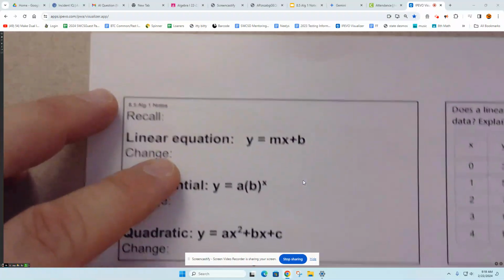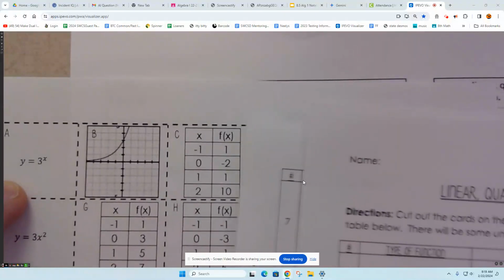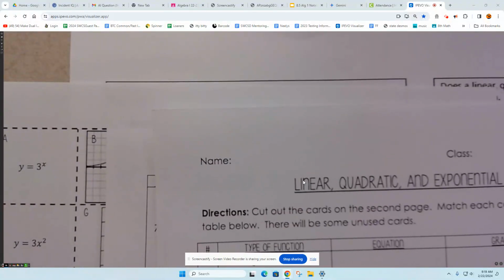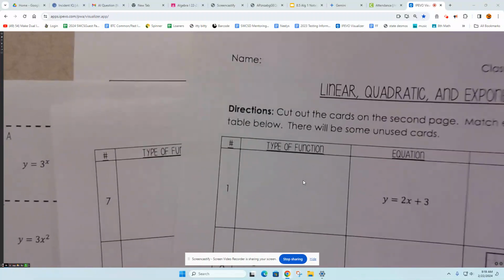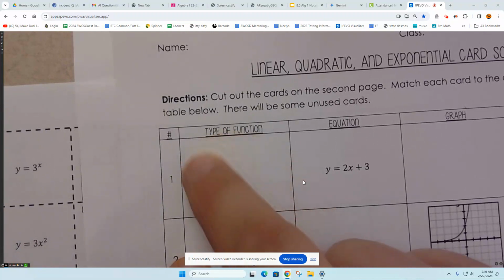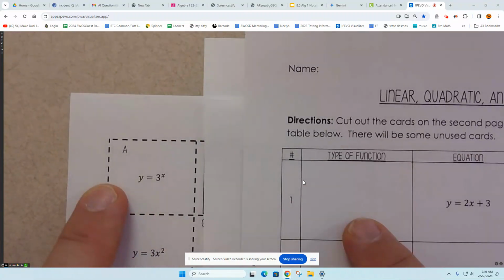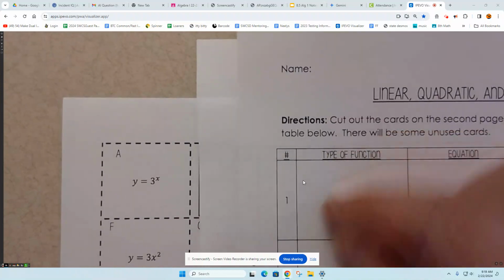All right. So on the homework, I do want to point out it does say cut them out and paste them. I do not want you cutting these out and pasting them. If you did them, I guess I wouldn't fuss. What's most important is that when you figure out which one matches in this box, put the letter. Please don't write the function. Okay, put the letter. So if I think this is A, then I'm gonna write the letter A right there.